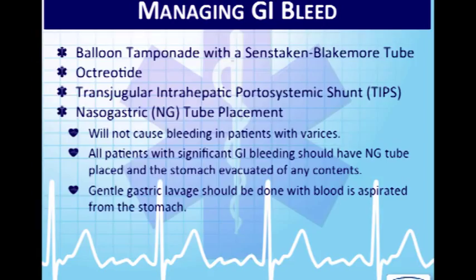And I'll mention NG tubes now quite a bit. We're going to show you very briefly how to put these in later in this presentation. But if you put an NG tube down the nose into the stomach and what's coming up is bright red blood, you can be very concerned that that bleeding is coming from the esophagus or the stomach.